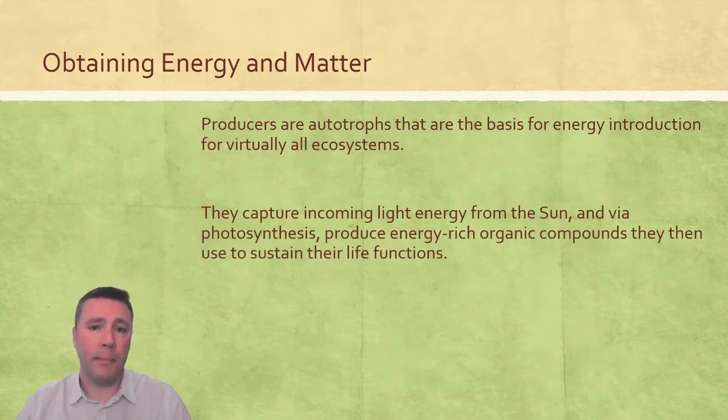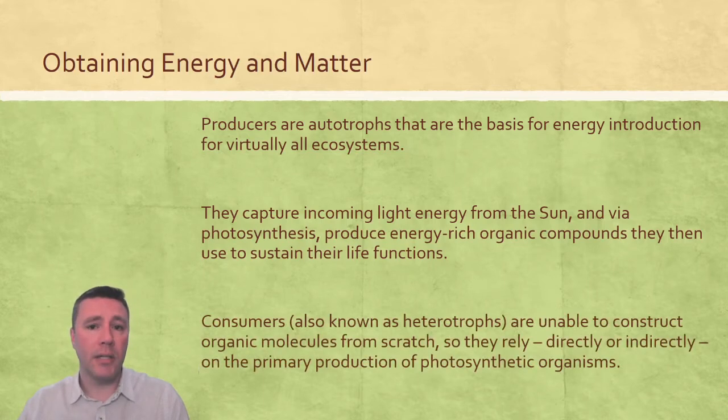Producers capture energy incoming from the sun and utilize inorganic compounds in their environment to produce energy-rich organic compounds. Once they've done so, they themselves can utilize those energy-rich compounds for their own growth, development, and reproduction, or they may get consumed by heterotrophs.